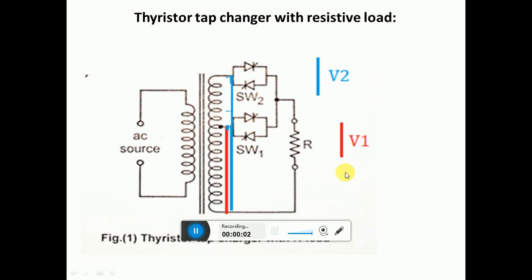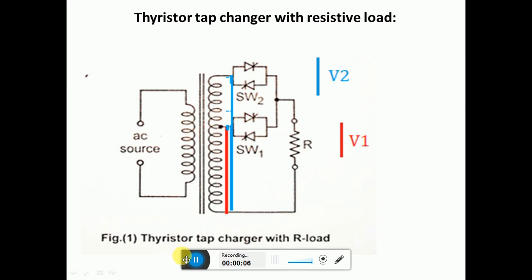In the previous video, I discussed TCVR and TCPAR, that is, thyristor control voltage regulator and thyristor control phase angle regulator. And also, I have mentioned that voltage can be controlled with the help of thyristor tap changers.